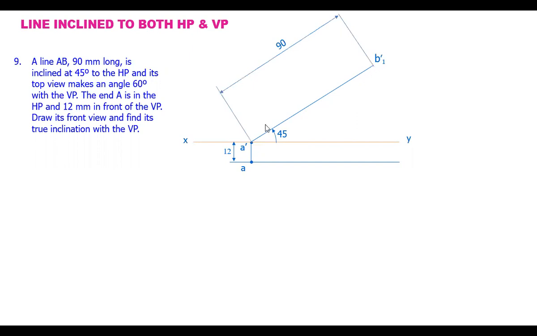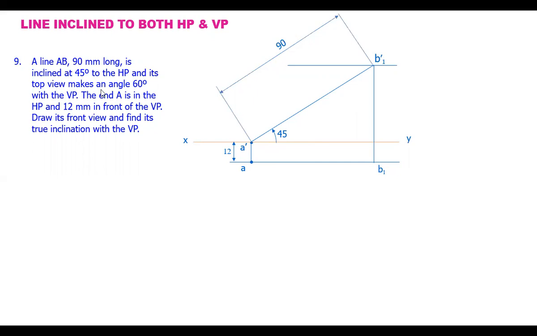Now, this is 90. We get the locus of B in the front view. This is the line passing through B1. Next, drop a projector onto the top view here. Because the line is parallel to VP, in the top view we see the true length. So AB1 is the top view, the length of the top view here. And the line is making 60 degrees angle with VP.